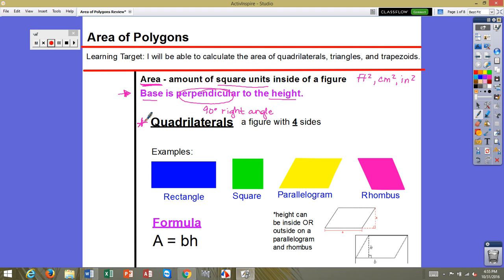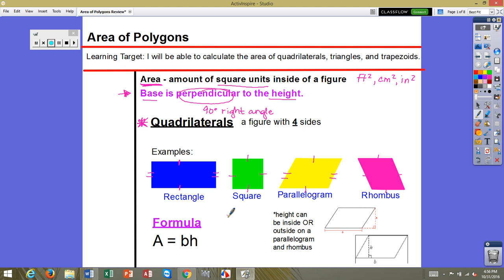First set of polygons is quadrilaterals. Okay, quadrilaterals are four-sided figures, and there's a variety of quadrilaterals that we work with. We work with rectangles, where you have two sets of congruent sides, so the top and the bottom are congruent to each other, and the two sides left and right are congruent. A square, in which all four sides are congruent. A parallelogram, which is a lot like a rectangle. The top and the bottom are congruent, and the two left and right sides are congruent. And a rhombus, all four sides are congruent.